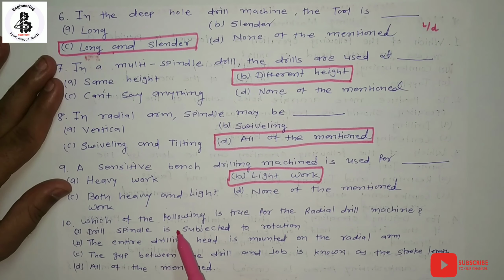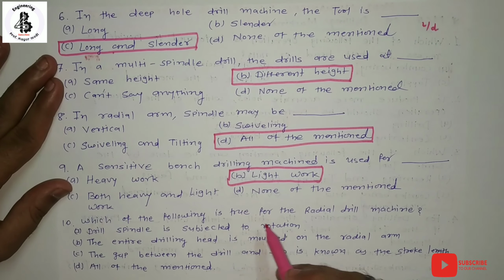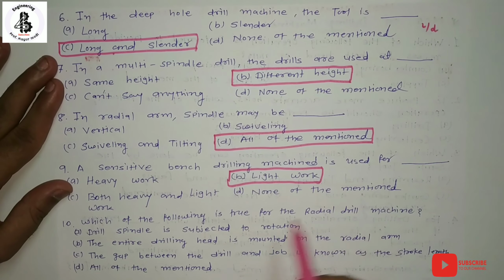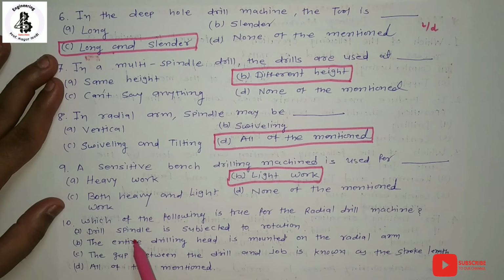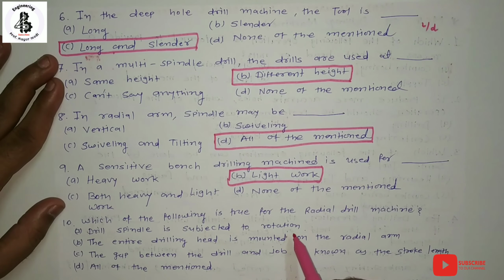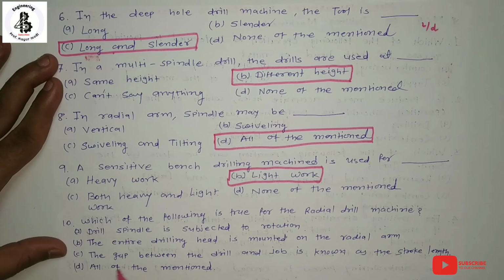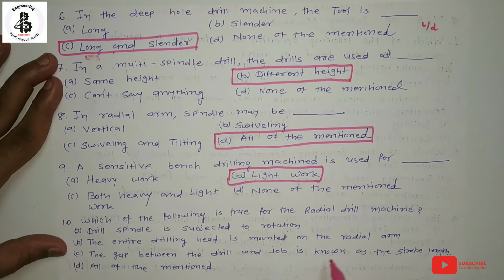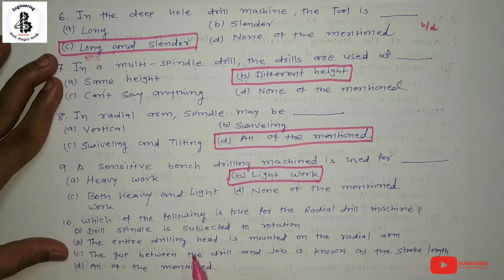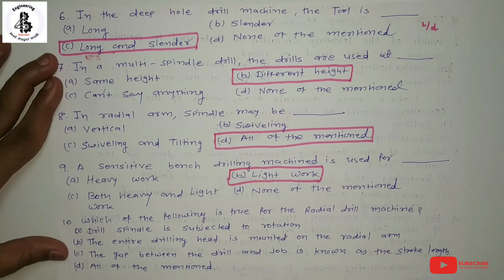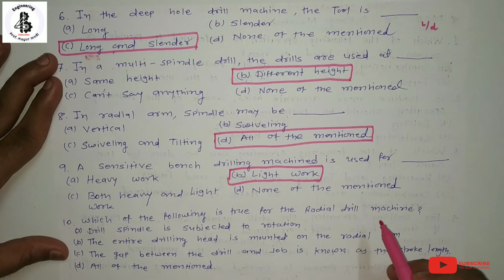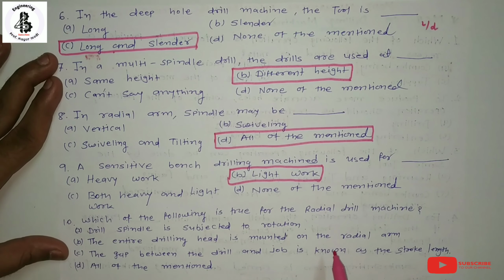Which of the following is true for the radial drill machine? Option A. Drill spindle is subjected to rotation. Option B. The entire drilling head is mounted onto the radial arm. Option C. The gap between the drill and job is known as the stroke length. And D, all of the mentions. Basically, for the construction and working of radial drill machines, if you want to learn in detail, you will find a link in my descriptions.